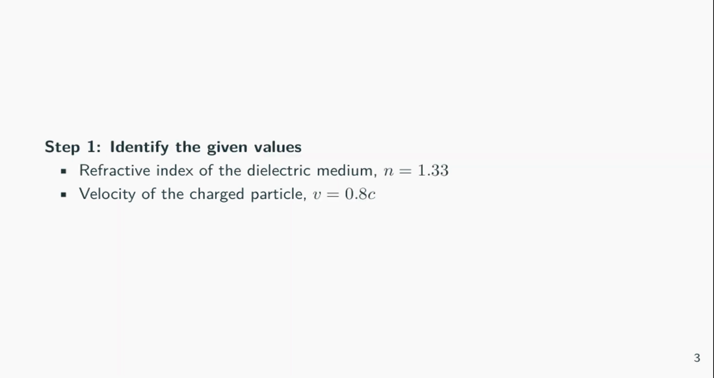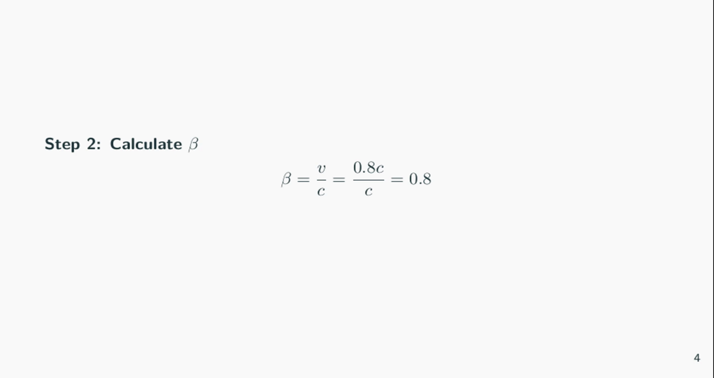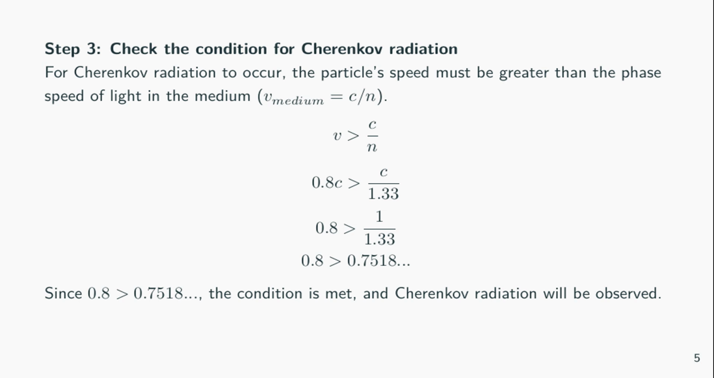First, let's identify the information the problem gives us. We know the refractive index of the dielectric medium n is 1.33. We also know the velocity of the charged particle v is 0.8 times c. Next, let's calculate beta. Remember, beta is v over c. We are given that v is 0.8 c, so beta is 0.8 c divided by c, which simply gives us 0.8.